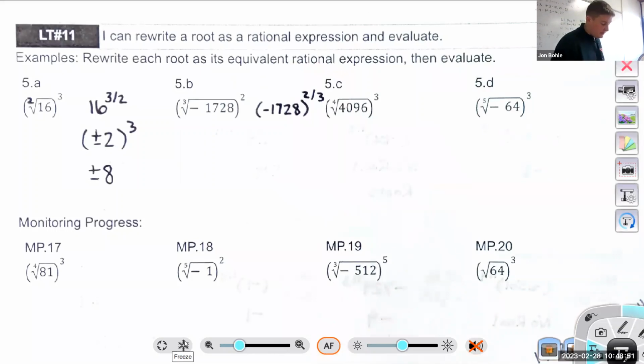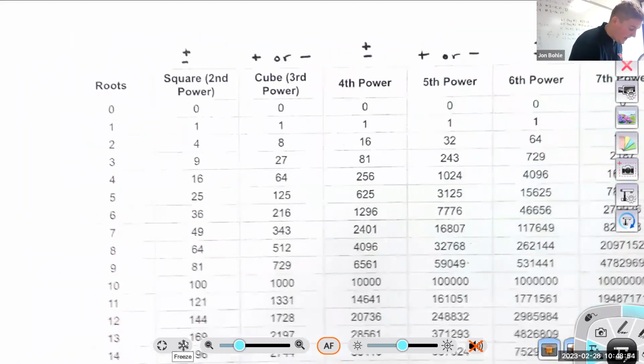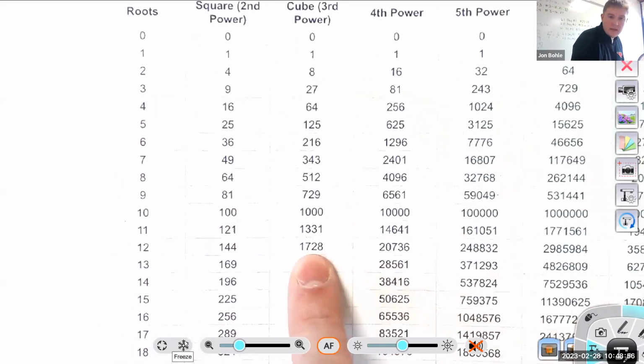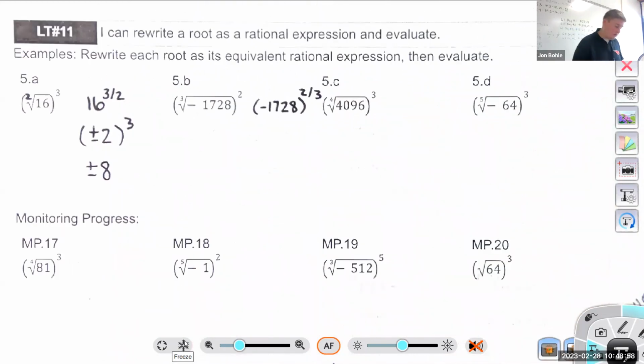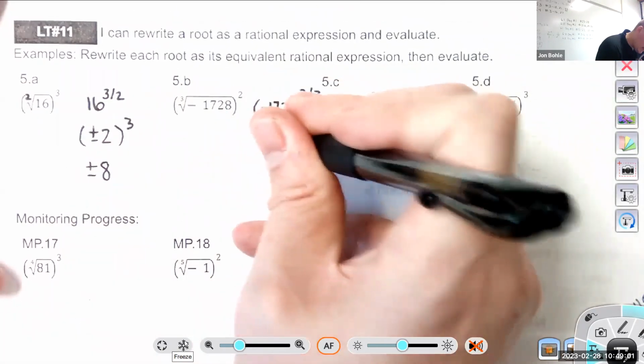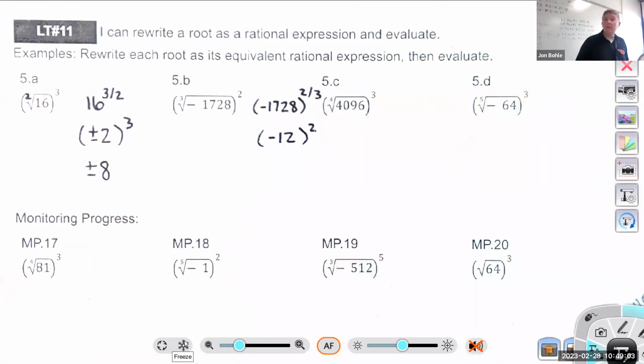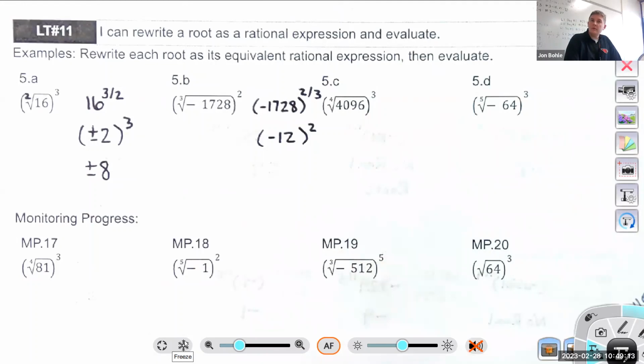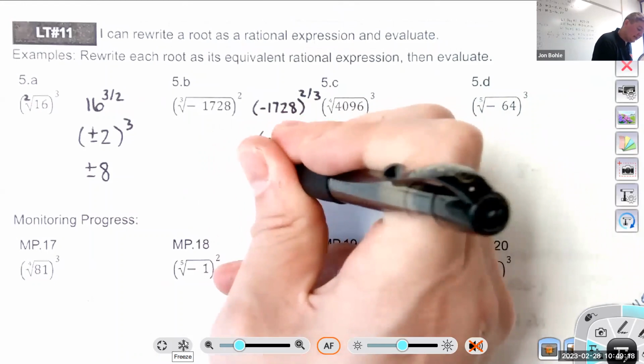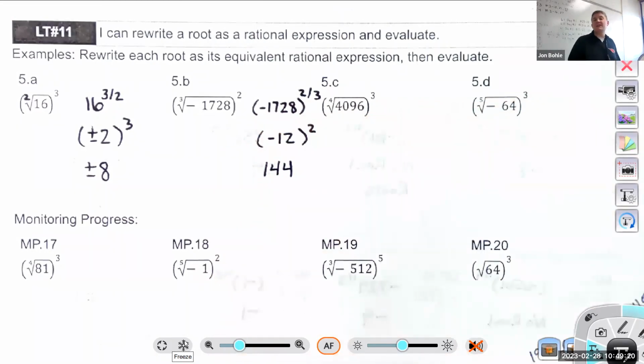So negative 1,728, got to find the third root of that. And then the third root of that is 12. So for me, this is going to be negative 12. Odd root of a negative number is a negative number. And negative 12 to the second power, what's that going to be? It's going to be positive 144. Positive or negative? Just positive.